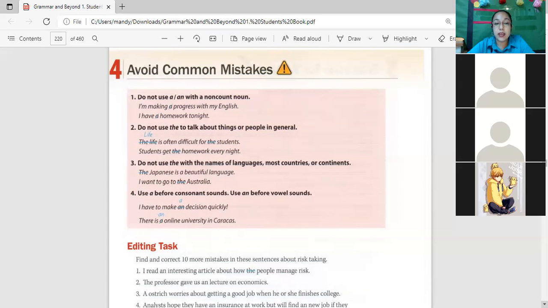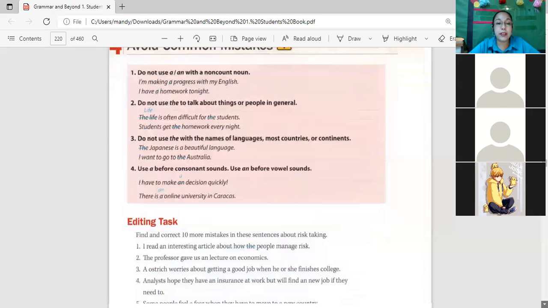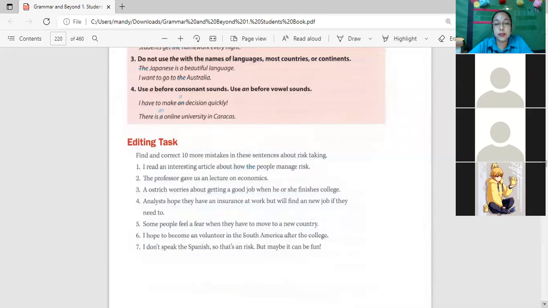There is an online university in Caracas. In that case, it's possible to use an because the next word starts with a vowel. But remember, with the word university, okay? You use the article a because you have the sound U, university, uniform, yeah? It's different. These are exceptions. Okay, so let's see. Now, in that part, we find and correct 10 more mistakes. Okay, we have the first one. I read an interesting article about how the people manage risk. In that case, we cross out the article the because it's not necessary to use it, because we talk about general, okay? Number two, the professor gave us a lecture on economics.